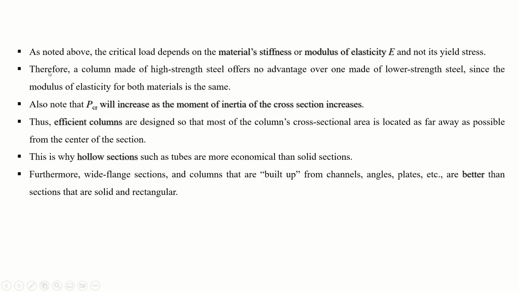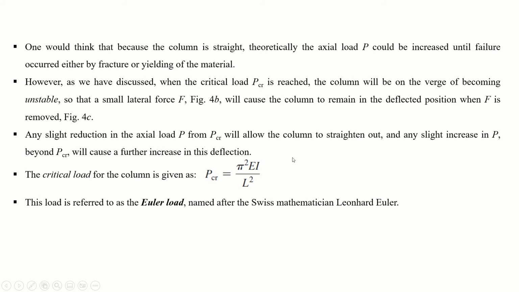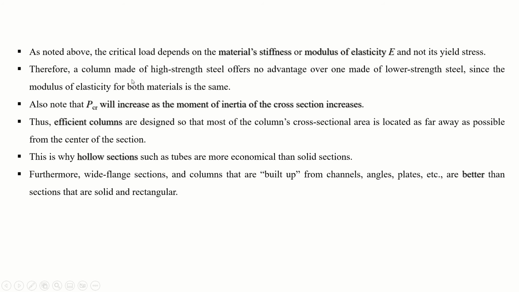As noted above, the critical load depends on the material stiffness, the elastic modulus E, and the moment of inertia I. E is the material property, and I is your geometric, cross-sectional property. If the cross-section is larger, P critical will be larger, and vice versa with the length. Therefore, a column made of high strength steel offers no advantage over one made of lower strength steel because the modulus of elasticity is the same. So yield stress doesn't make any difference. For grade 40, grade 60, grade 80, it remains the same as long as the modulus of elasticity is the same.